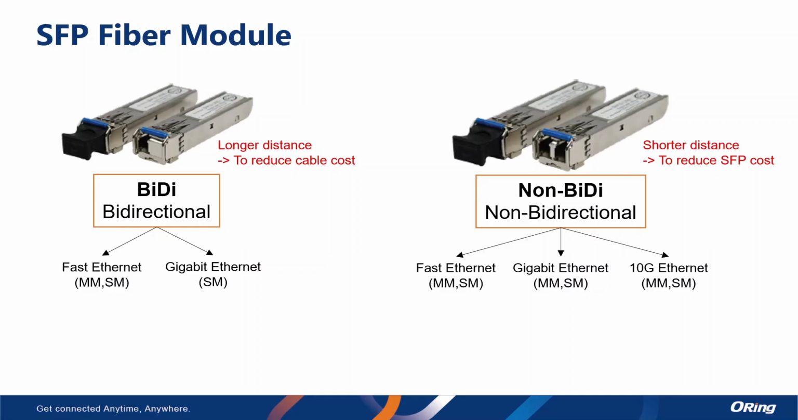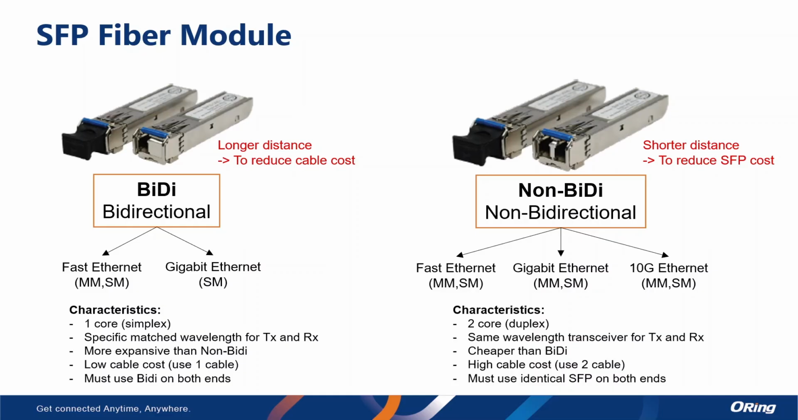And for the non-BD, or non-bidirectional, we support fast Ethernet, gigabit Ethernet, and 10G Ethernet in multi-mode and single mode. So what's the difference between BD and non-BD? The BD has the following characteristics. The first one is that BD SFP modules only have one core here, or sometimes we call it simplex. It has a specific matched wavelength for the transmitter and receiver, and it's more expensive than non-BD.